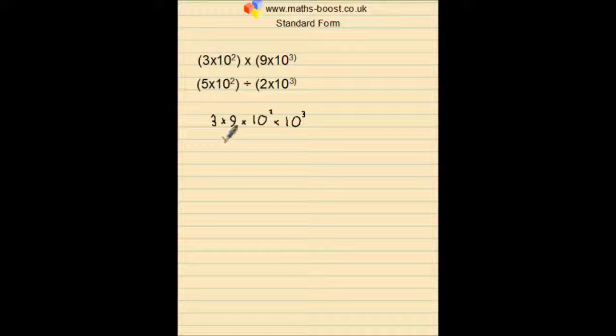And then I'm going to just simply multiply the numbers as I would do, and then exploit the rule of indices. 10 to the 2 times 10 to the 3, we know we add the indices, and that gives us our number quickly. Not quite finished because this isn't in standard form. I need to make this 10 times smaller, and consequently this 10 times bigger. And we're done.